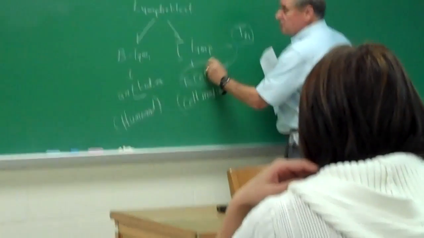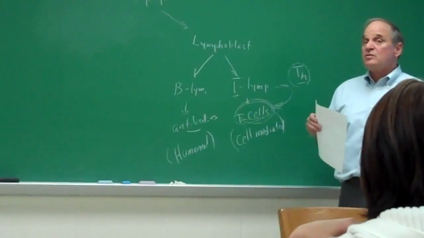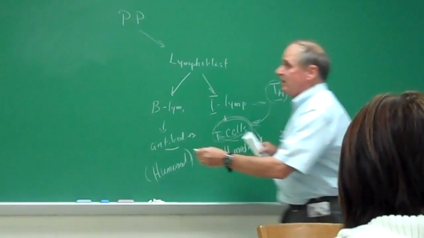He controls the production of all these T cells, some of which are memory T cells, some of which are helper T cells. The helper is the key. All right, let me go through that one more time.